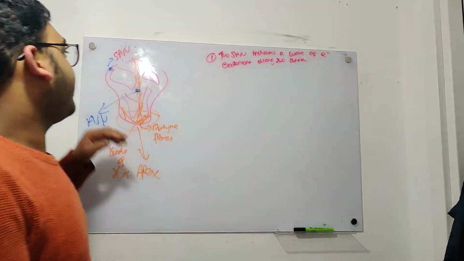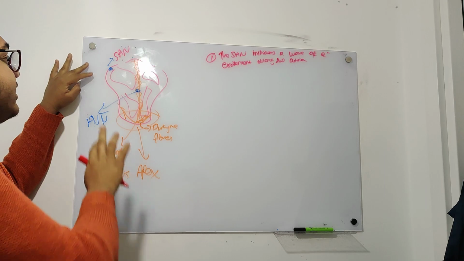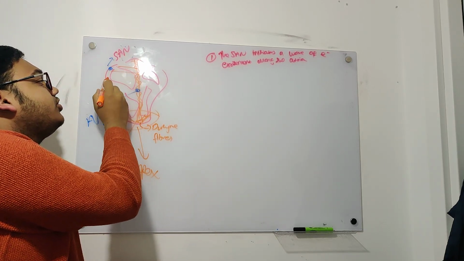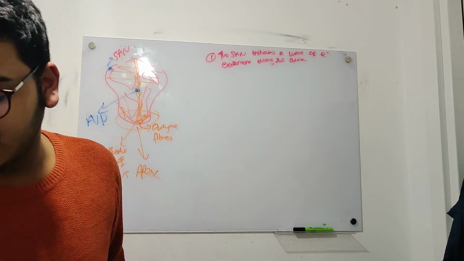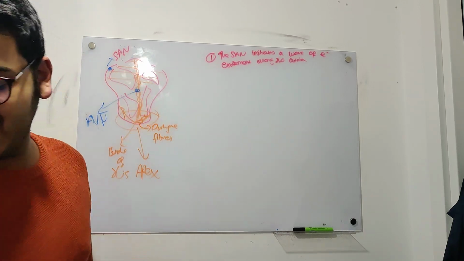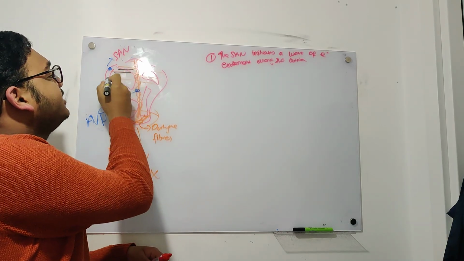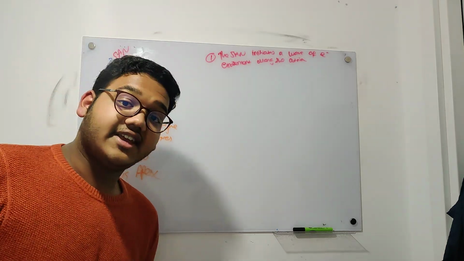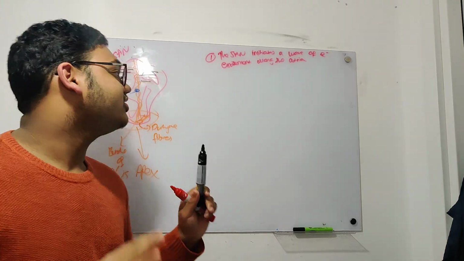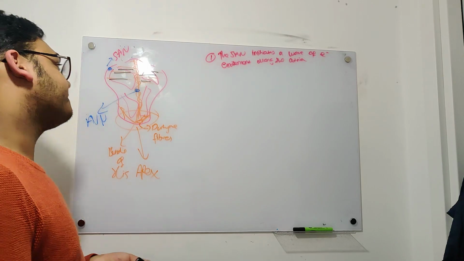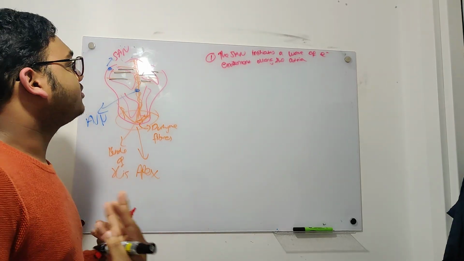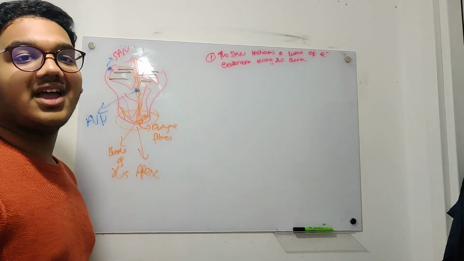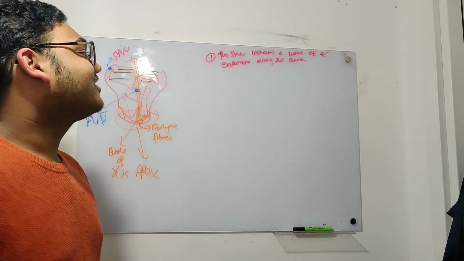So over here you have your SAN, and it's going to spread a wave of electrical activity to the ventricles here. Let's say the black is the wave of electrical excitement. Now, electricity causes muscles to contract. We should have known that from the muscles topic. So all of that electrical activity is causing the atria to contract.